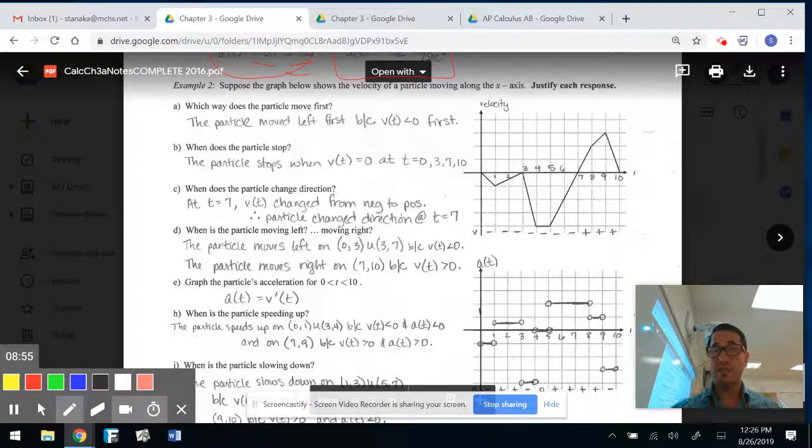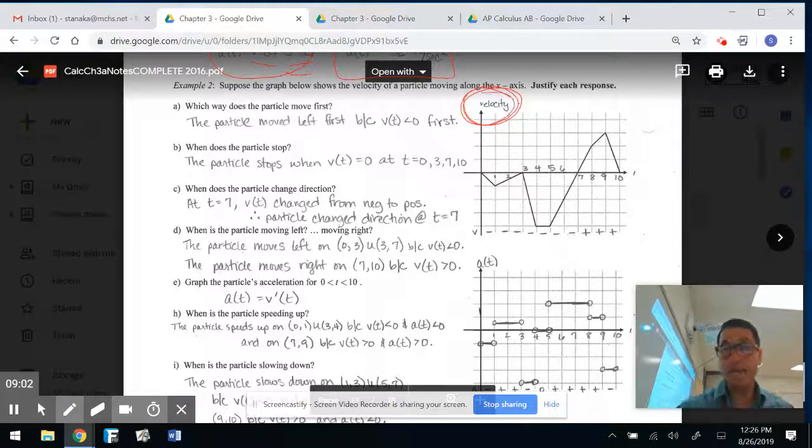Which way does the particle move first? Okay, if we look at our graph, it's very important that you guys pay attention to that. This is without a doubt the velocity graph.